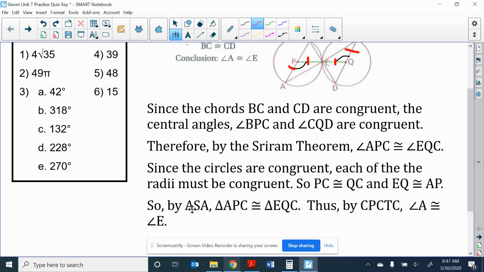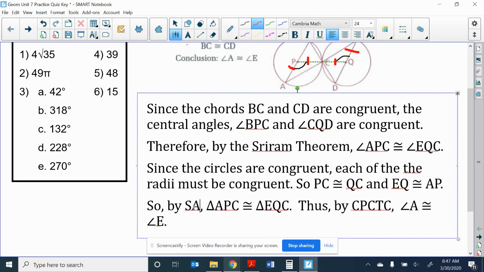Or I said side angle, but I do mean side angle side. I'm going to edit that out in the post.